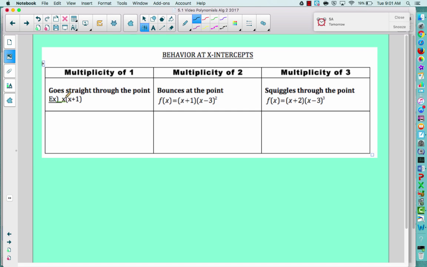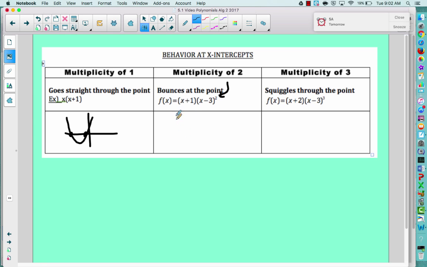So if you look, I have a factor here of x and an x plus 1. Both of them have a factor exponent of 1. So that means it's going to go through the points, okay? So like if I have 2 zeros here and this one's going up, it's going to go through the point and then through the point. If it has a multiplicity of 2, it bounces at the point. So you can see here, this has a multiplicity of 2 because that highest factor is a 2. And that means it bounces at the point.